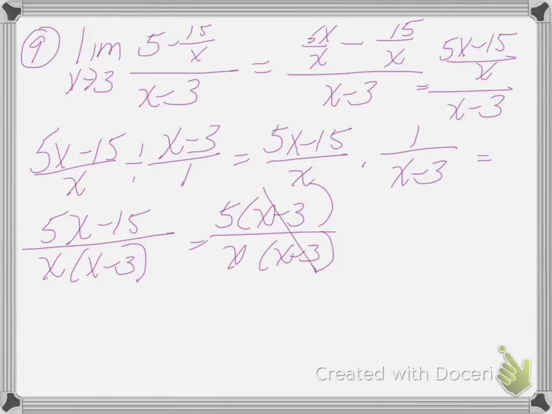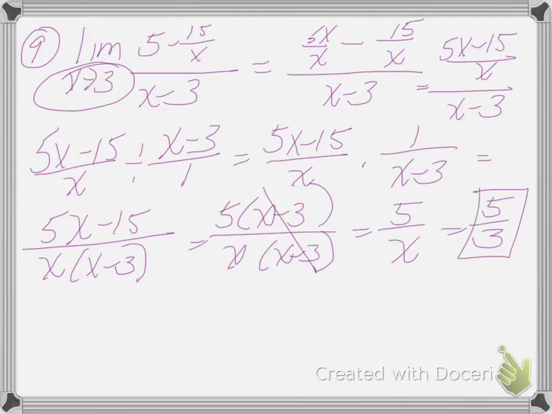And you can see that the x minus 3's are going to cancel, and I'm just left with 5 over x. And remember, this is the limit as x goes to 3, so I'm just going to substitute in 3. And 5 over 3 was the answer.